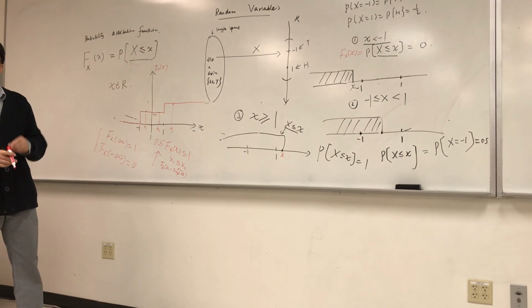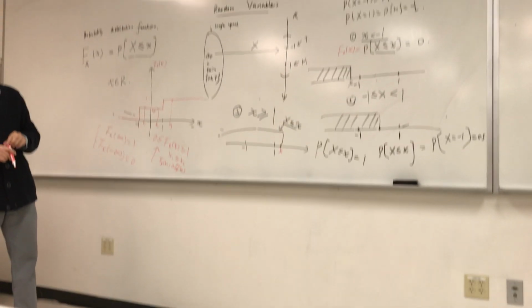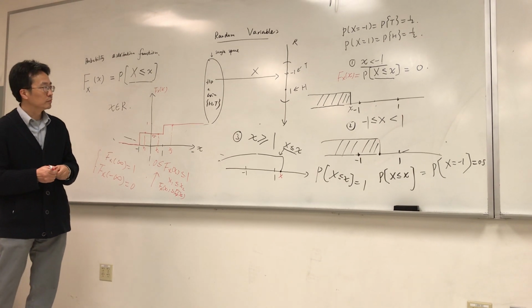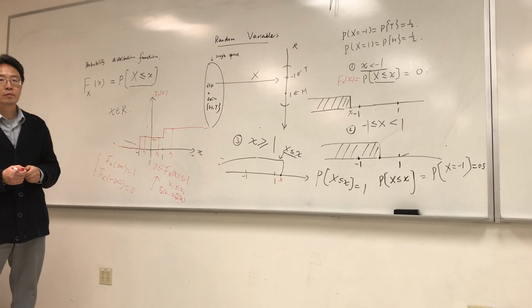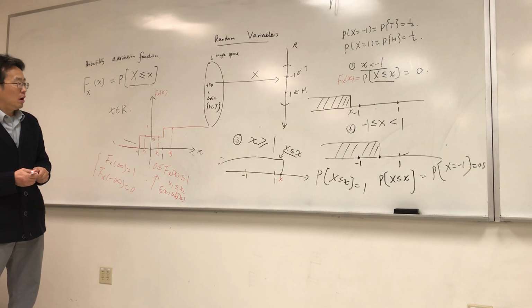Yes? Just to add on to that, I know you did the probability that x is equal to -1. How do you do the probability that x is equal to 1? Because that is also 0.5.